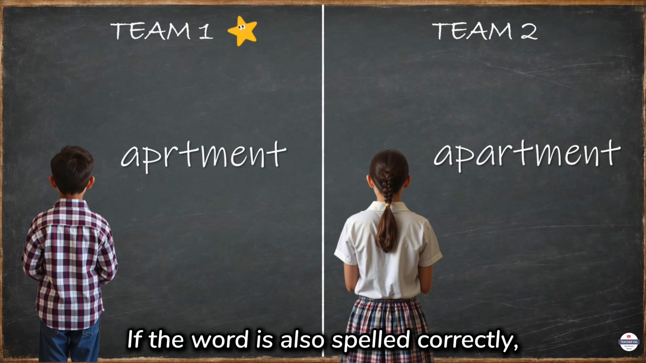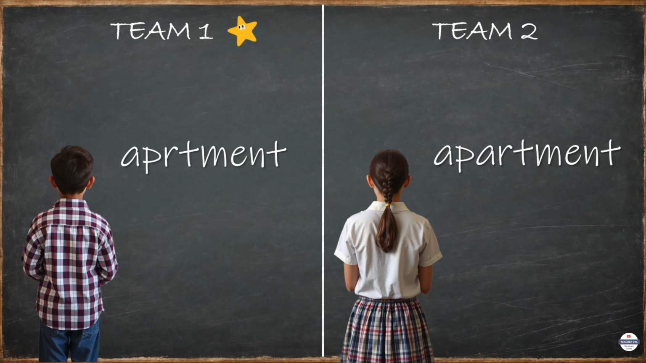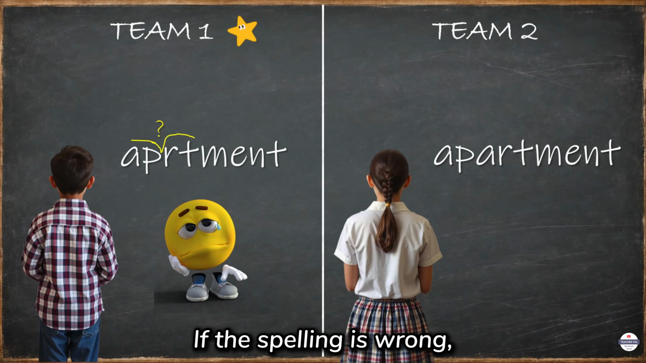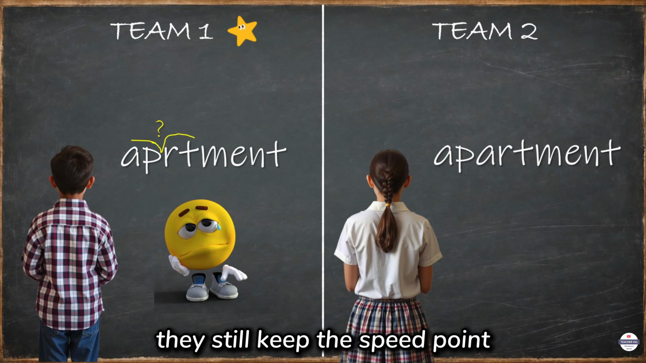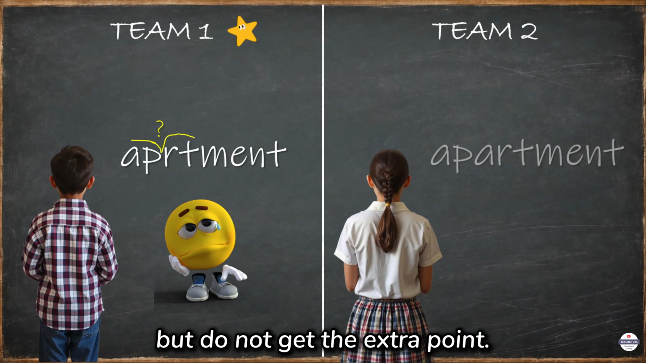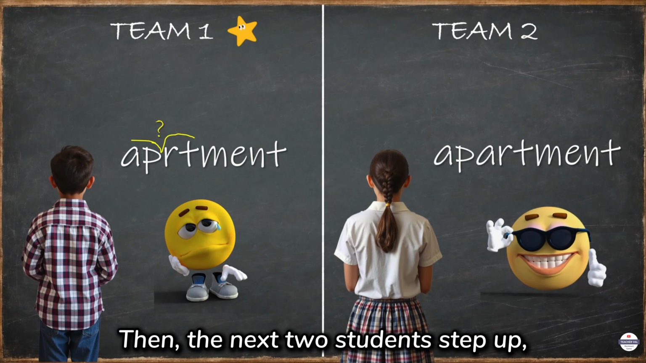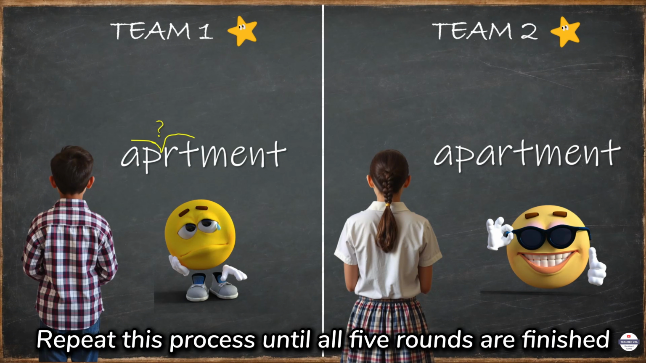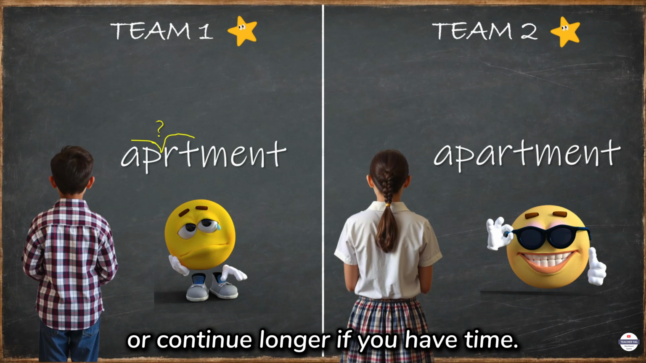If the word is also spelled correctly, the team gets an extra point. If the spelling is wrong, they still keep the speed point but do not get the extra point. Then the next 2 students step up and the teacher calls out the next word. Repeat this process until all 5 rounds are finished, or continue longer if you have time.